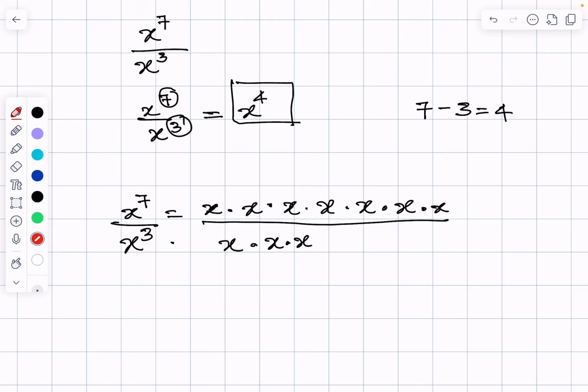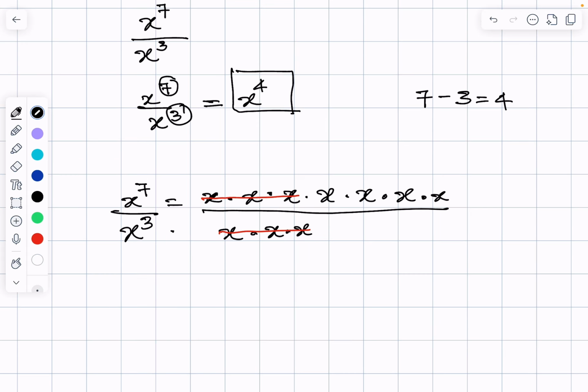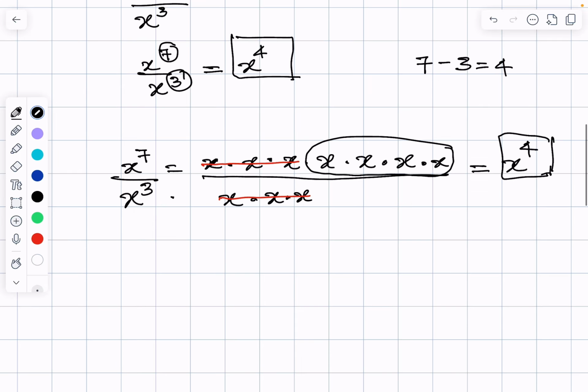So now we cancel 3 x's from both top and bottom. See, over here 3 x's, and down here these 3 x's. Now what is remaining? Now there are 4 x's left. So the answer is x to the 4th power because we have only 4. That is how you can prove the answer.